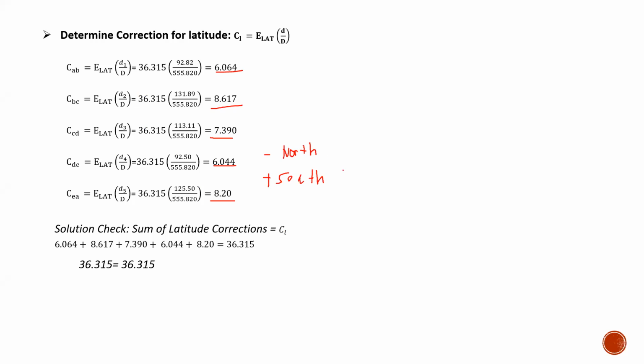Hindi ko sinabing tama itong sinabi ko. Is that correct? Kung sobra yung south natin ng negative 36.315 meter, para magkaroon tayo ng 0.00 para maalis yung mga error, ano yung gagawin natin sa mga correction na to? I-add ba natin to 6.064 or ima-minus natin?